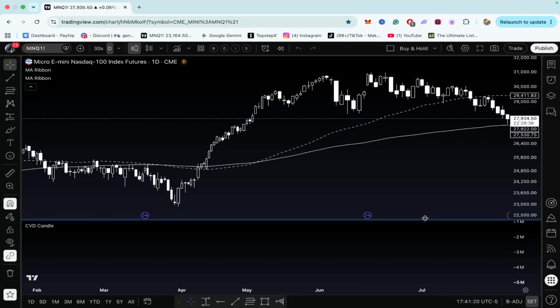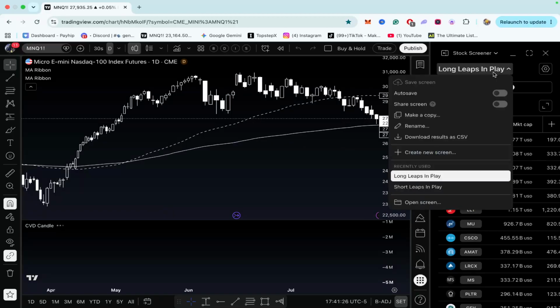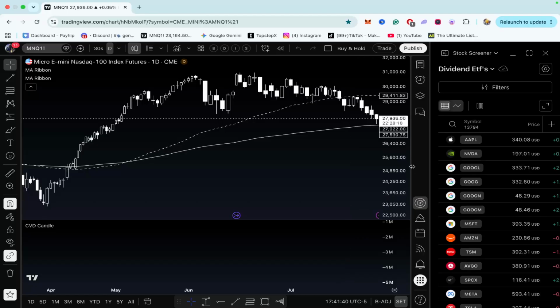What's going on, man? So I want to take a look at the TradingView screen just to test the different returns of a few ETFs I was looking at. So we're about to create a new screen right now. We're about to just put it dividend ETFs. All right, boom. All right, coolio. So look, check this out.